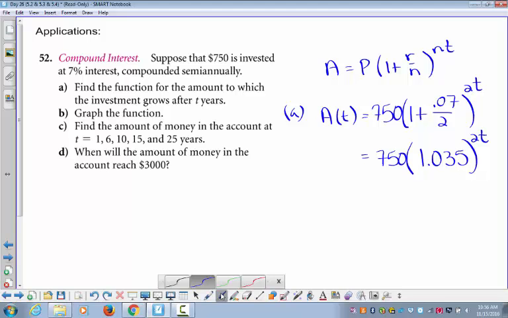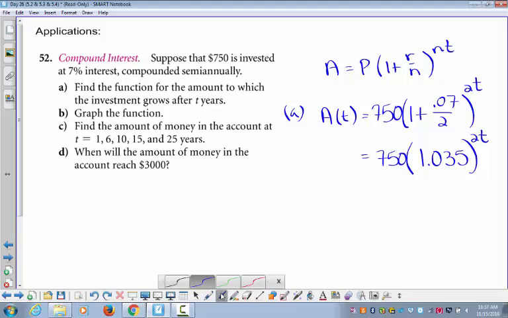And that's an exponential growth. The base is bigger than 1, so the money's going up. You're investing your money, you want the base bigger than 1. Graph the function. I'm not going to do that. We plug it into Desmos. I'm not going to ask you to graph a crazy function by hand like that. But I would just plug it into Desmos.